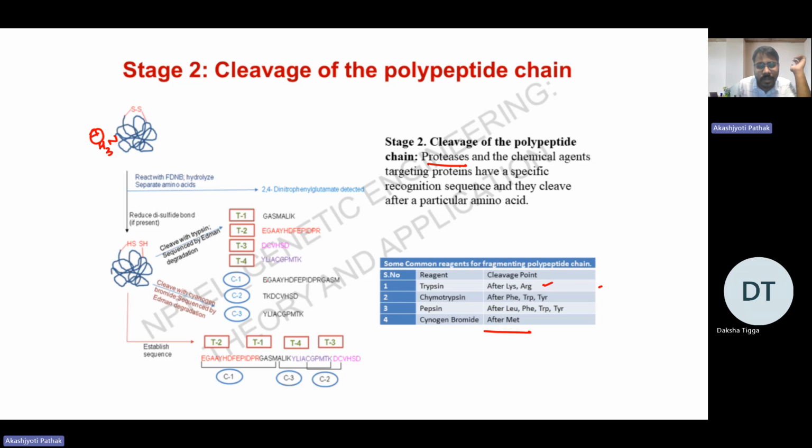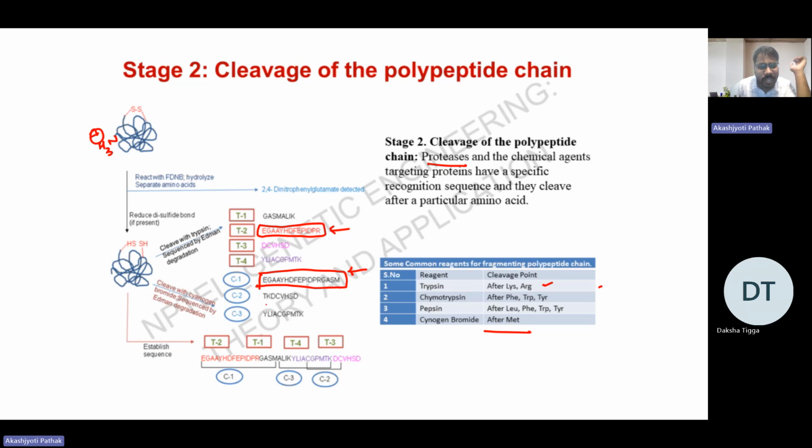So the idea is that when you treat with cyanogen bromide, you get this sequence EG starting with E and ending in methionine. Okay. And when you treat with trypsin, you get a sequence which goes like this: EGA, Y, HD, FE, PID, PR, proline and arginine. Now if you match this sequence and this sequence, you will get to know that after this arginine, you have this glycine, alanine, serine, and methionine residue.